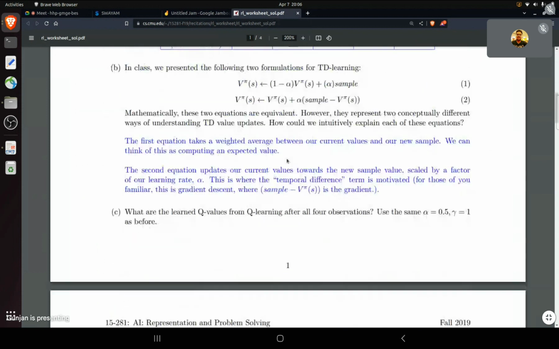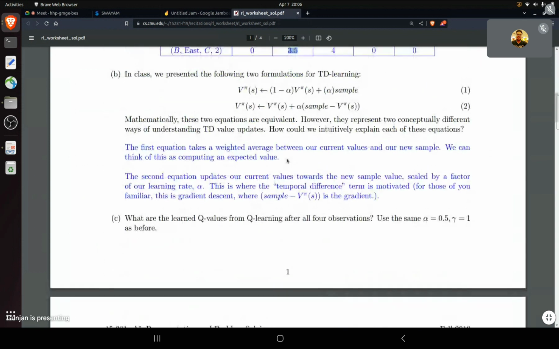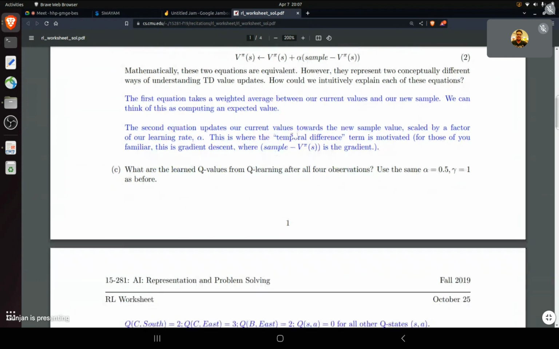Now, what is it asking? In class, we presented the two formulations for TD learning. Mathematically, these two equations are equivalent. However, they represent two conceptually different ways. How could we intuitively explain each equation? The first equation takes a weighted average, and the second equation updates our current value towards the target. What are the learned Q values?